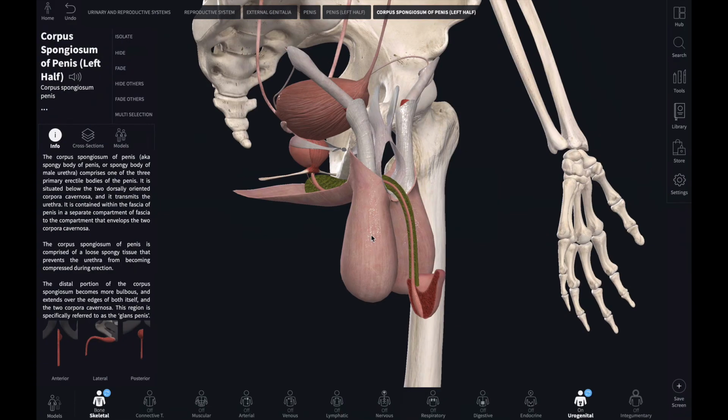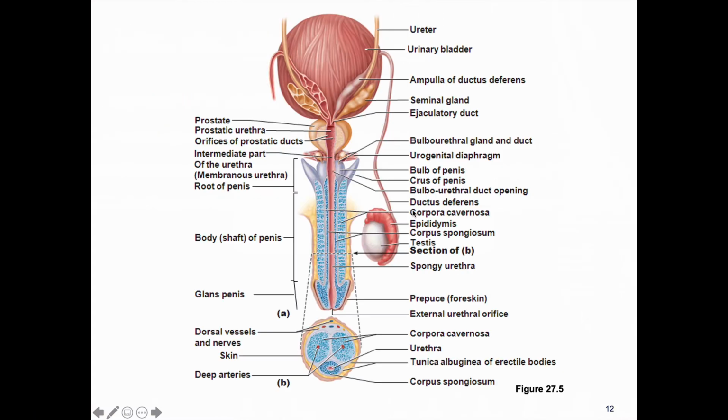Even for the female, this corpus spongiosum and cavernosum is modified in such a way that it is very short. I will show you in the female anatomy. Okay, so this is a copulatory organ. This is a cross section. You have this corpus cavernosum and spongiosum, and the urethra is running in the center of the spongiosum, and there are deep arteries that will be filling the corpus cavernosum during the time of erection.